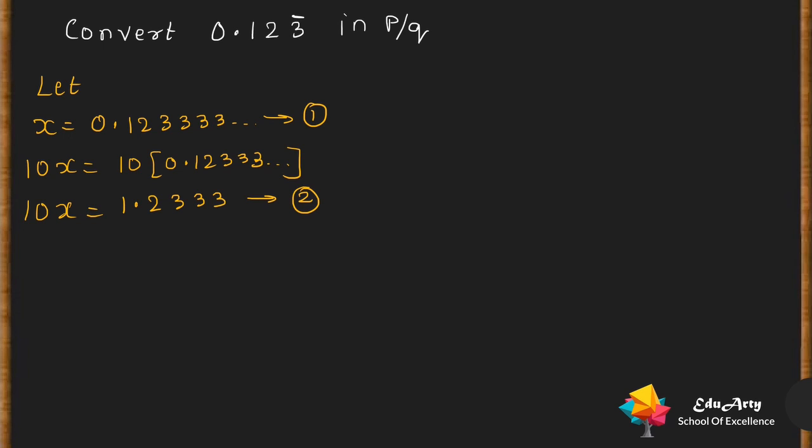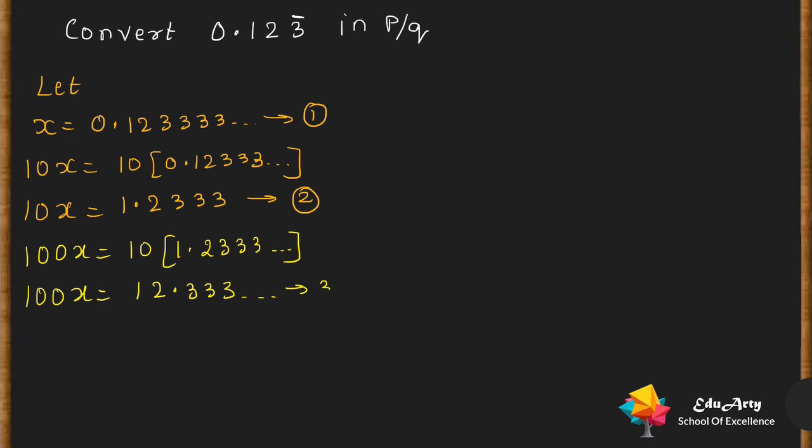So we will again multiply it with 10. This time it will become 100x, क्योंकि 10 10 is 100, correct. 100, and again here you will multiply with 10. This will become 1.2333, correct. तो अभी क्या होगा इसका, this will become 100x is equal to, this point will again shift, it will become 2.333, correct.